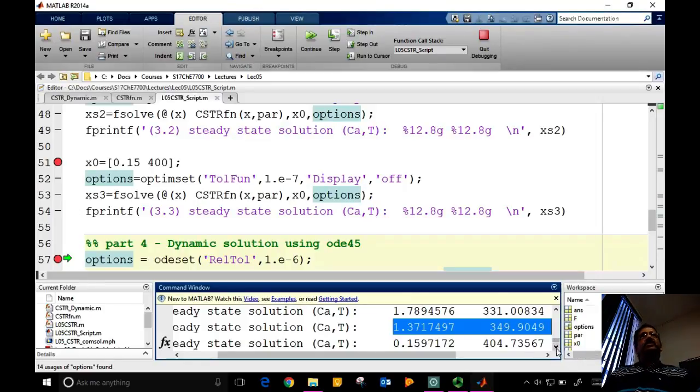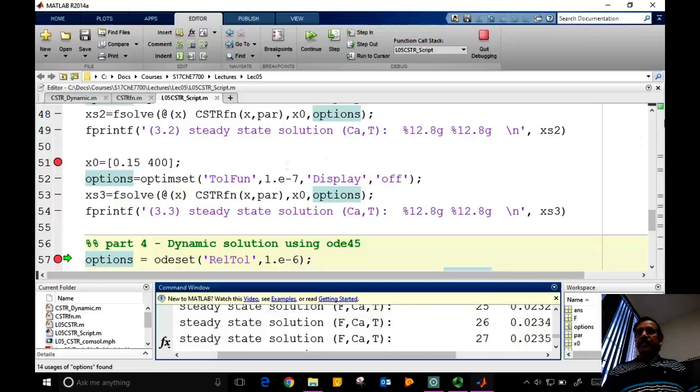So typically this is what happens. When you have three different solutions, one of them turns out to be unstable and the other two are stable. And if you do the same trick as we did before, that is, this is now for a fixed flow rate of 1.